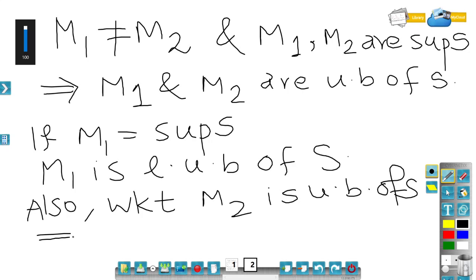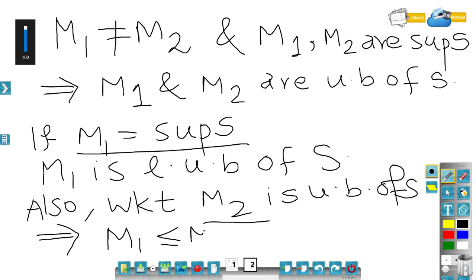So this would imply there will be a relation between M1 and M2. Since M1 is a supremum of S and M2 is an upper bound of S, that would imply M1 must be less than or equal to M2. The reason is M1 is supremum of S, means it is the least upper bound among all the upper bounds. So let me call this as star.